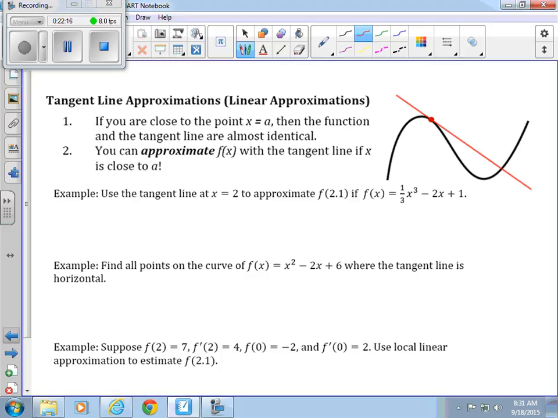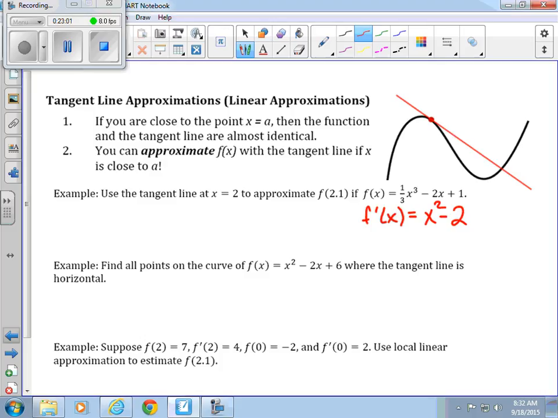So we can approximate with a tangent line. It says use the tangent line at x equals 2 to approximate f of 2.1. Well, first I've got to find a tangent line. What do I need to find a tangent line? Slope, the x, the y. I already have the x, the 2, so let's find a tangent line at 2. The slope would be the derivative, x squared minus 2. Everyone agree?